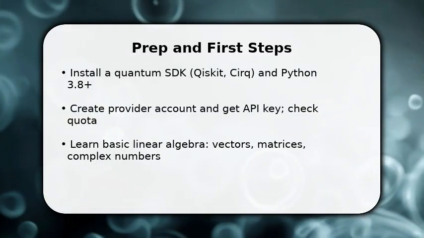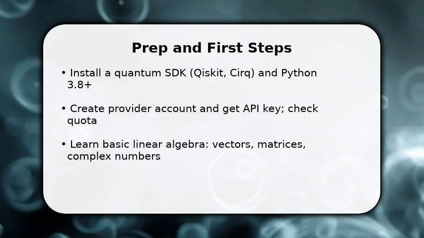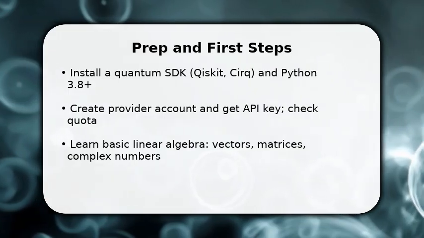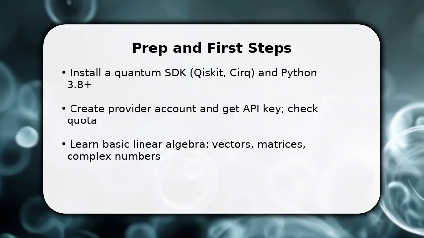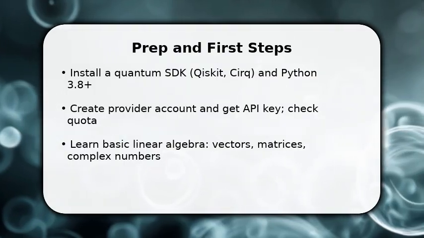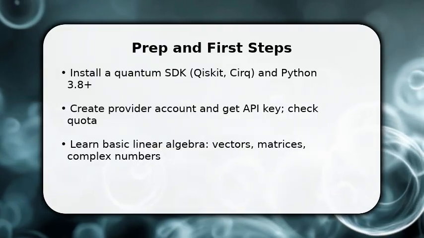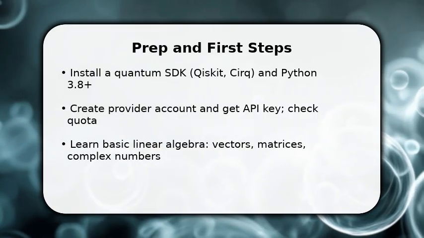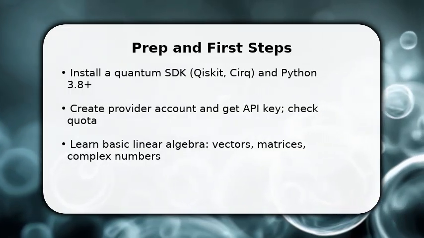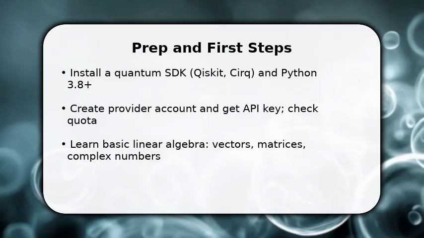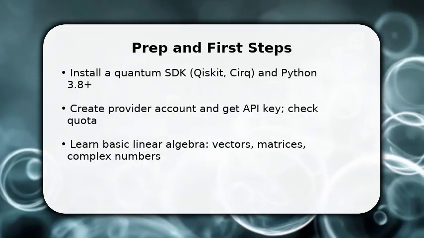You start by preparing your environment and understanding the minimal math you need. Install a quantum SDK like Qiskit or Cirq and confirm Python 3.8 or newer runs. Once done, register for a provider account, copy your API key, and set it in your local config so the hardware can be accessed. Make sure to run a simple SDK example on a simulator to verify the install. This proves your toolchain and credentials work before moving to real devices.